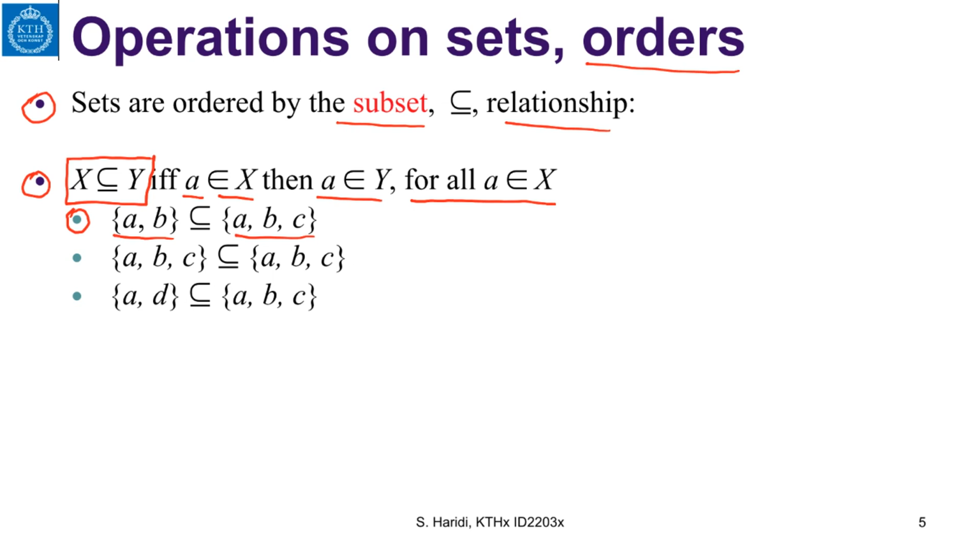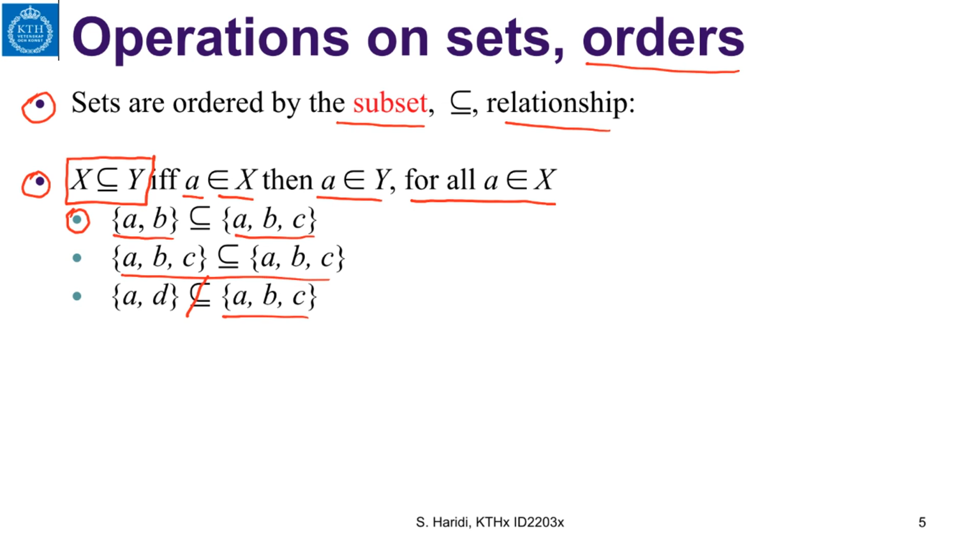And the subset relation, as we defined, also includes equality. So if two sets are equal, also one set will be a subset of the other and vice versa. So ABC is a subset of ABC. And here is an example which it is not the case. So AD is not a subset of ABC because D is not a subset of ABC.